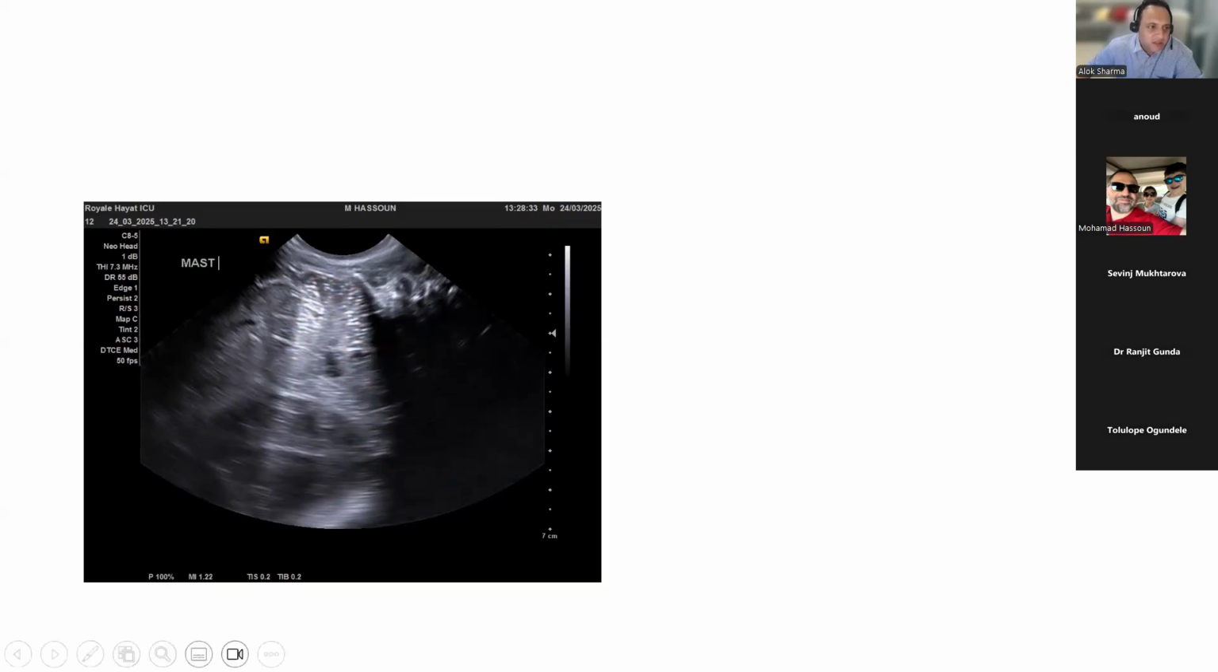So I'll just annotate that again. This is the temporal lobe, and this is basically one of the ventricles coming in. So it's not dilated because this is a term baby. So that's why you're not seeing it.